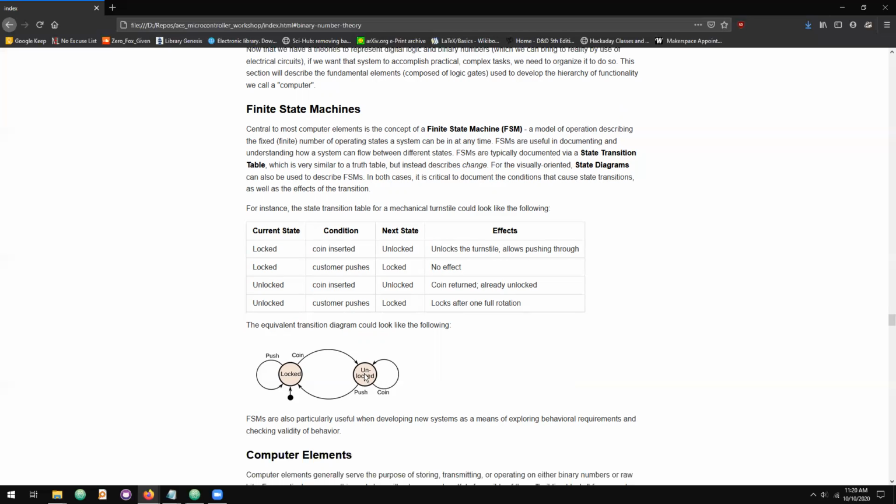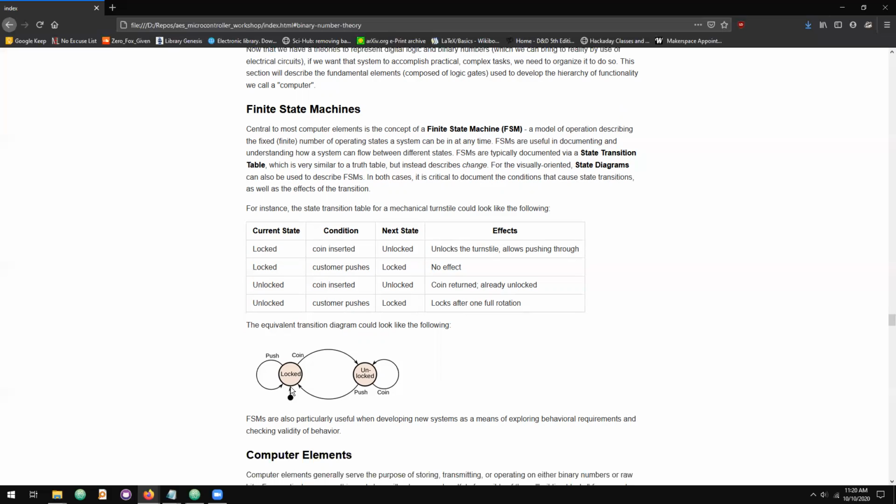If the system is unlocked and someone pushes on it, they go through the turnstile and it locks again. And likewise, if someone tries to push on the turnstile when it's already locked, nothing happens. So we have that self-referential arrow here.